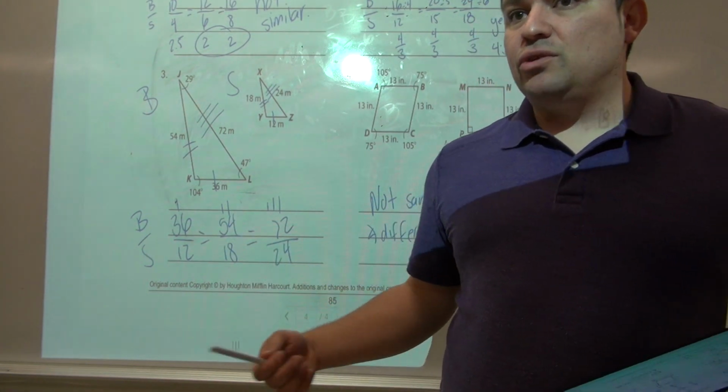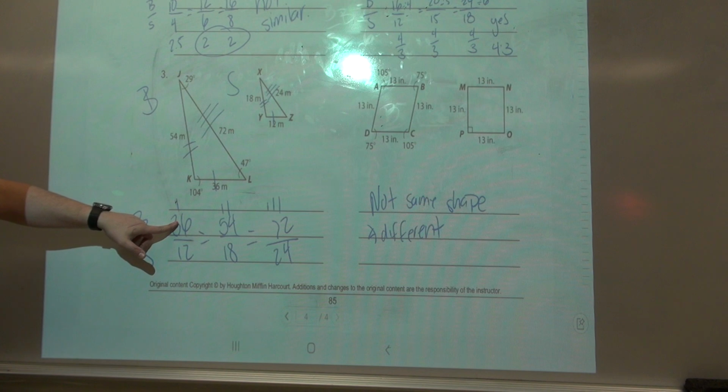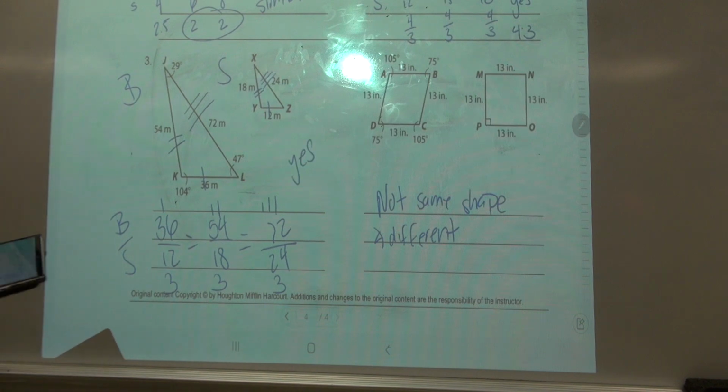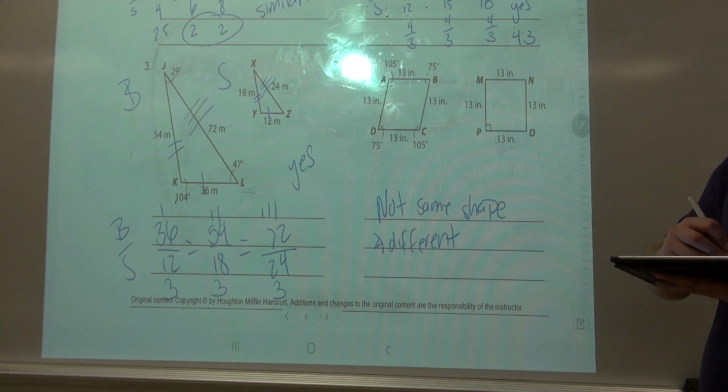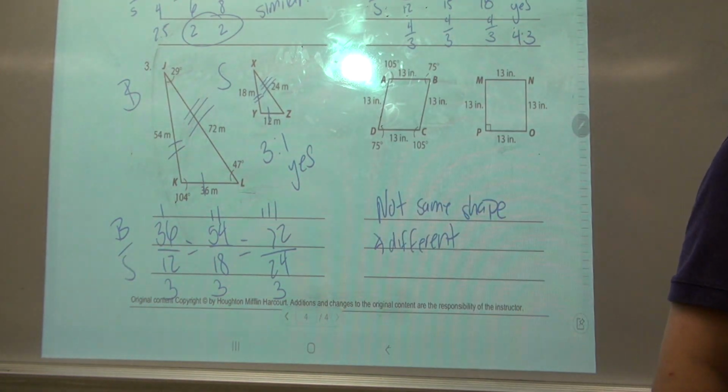No? All we have to do now is simplify. How many times does 12 go into 36? 3. 12 times 3 is 36. What about 18 into 54? Remember, it's just top in, bottom out, right? It's also 3. And the last one is also 3. So it is proportional, yes. What is my ratio? 3. So whenever it's a whole number and you need to write it as a ratio, it's going to be 3 to 1. Very good. Any questions so far?